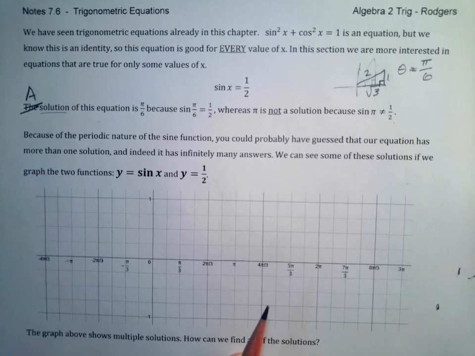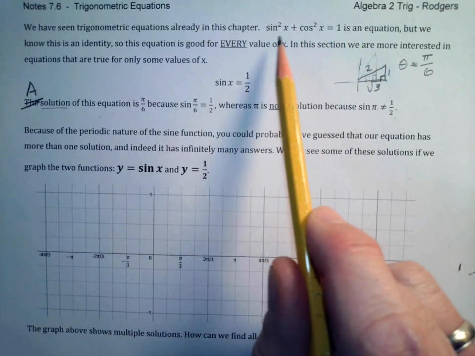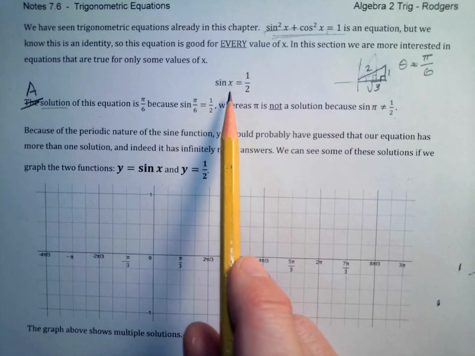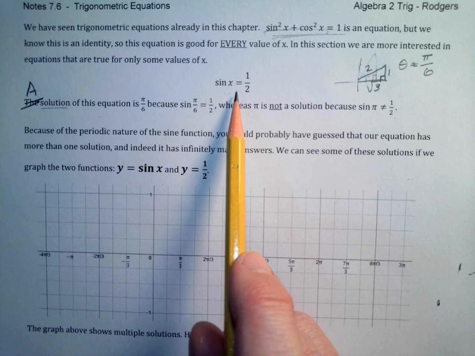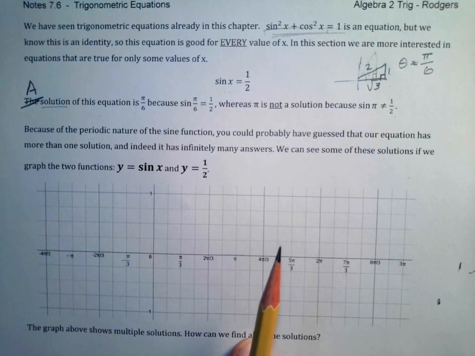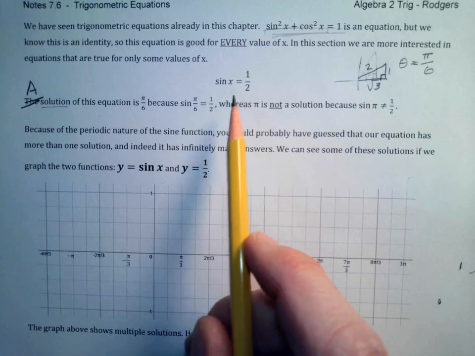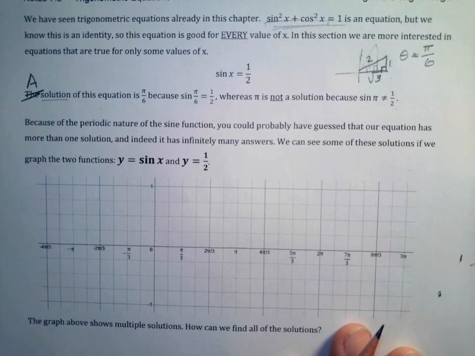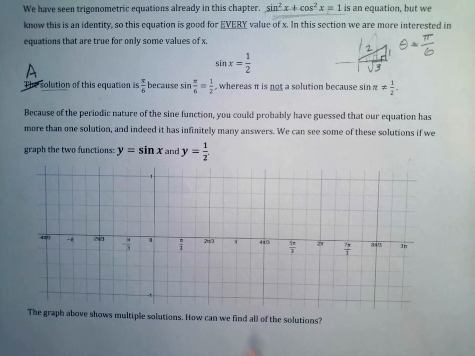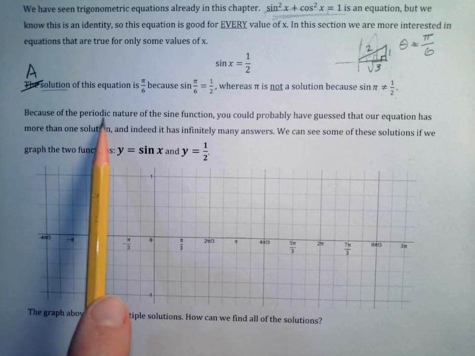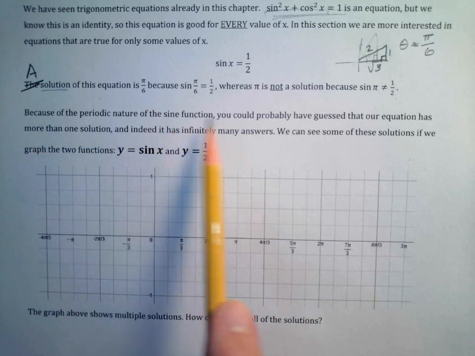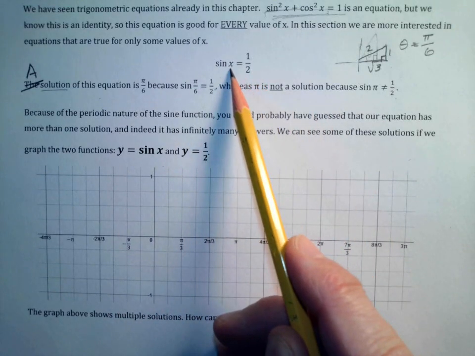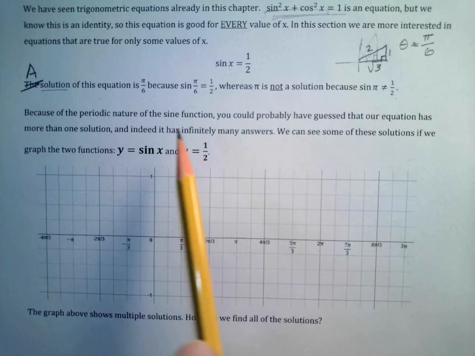Just like solving equations, sometimes you get an identity, so any x value will work, but for most equations, you're only going to get certain values that work. In Algebra 1, if it was a linear equation, it would generally have one solution. But here we're going to see that it's possible to have more than one solution. Because the sine function is periodic, you're probably going to guess that it would have more than one angle that gives 1/2. So let's investigate this.